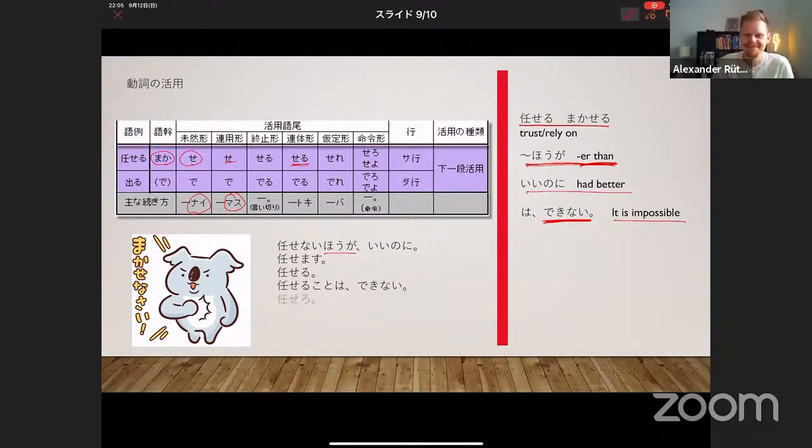And lastly, the koala is saying, leave it to me. Imperative. Makaseru, 任せろ. It means, just give it to me.